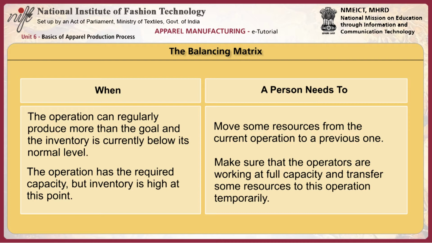This table explains what needs to be done in a particular situation. When the operation can regularly produce more than the goal and the inventory is currently below its normal level, move some resources from the current operation to a previous one. When the operation has the required capacity but inventory is high at this point, make sure that the operators are working at full capacity and transfer some resources to this operation temporarily.